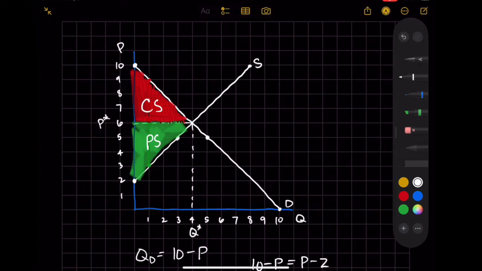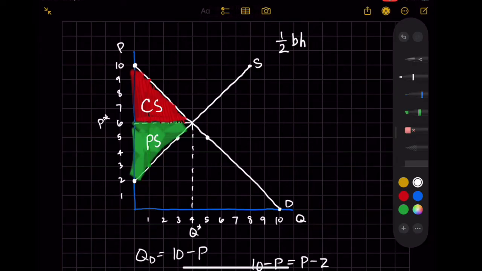Now, using a little bit of geometry, we can actually calculate the total consumer surplus and the total producer surplus for the market at equilibrium. To do this, we need to remember the area of a triangle. If you remember, the area of a square is base times height, and a triangle is half of a square. So we do 1/2 the base times the height.